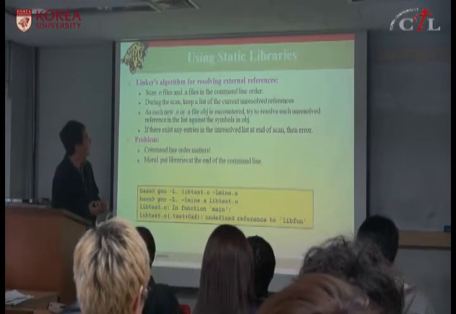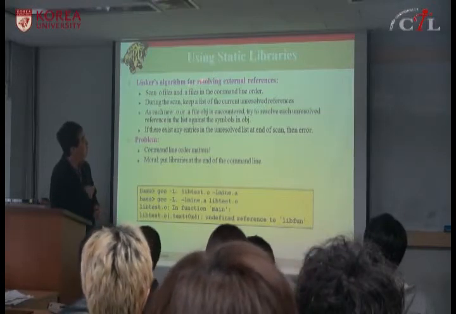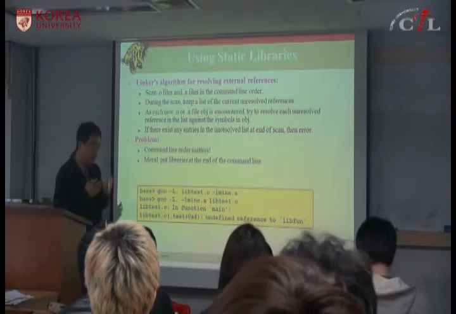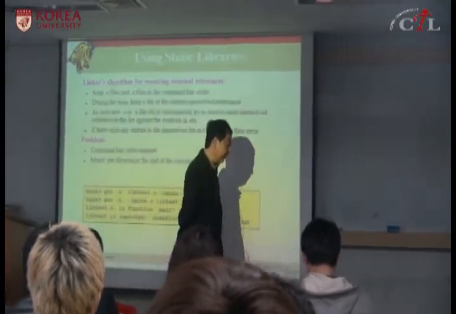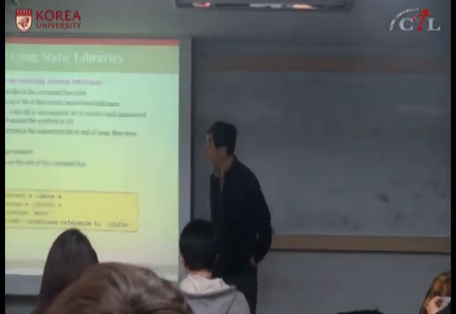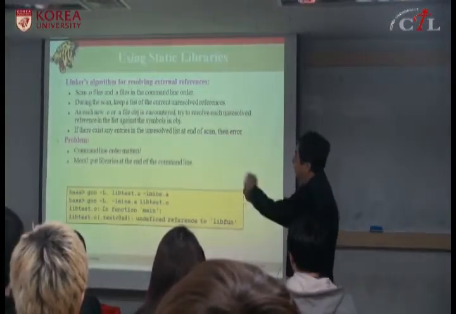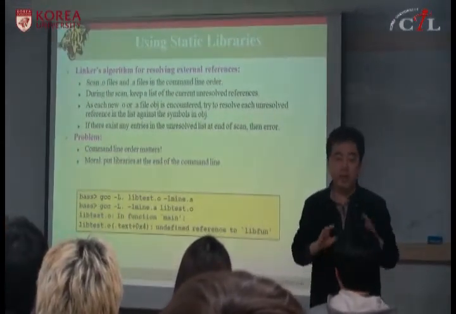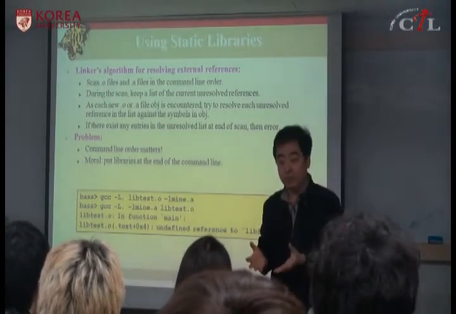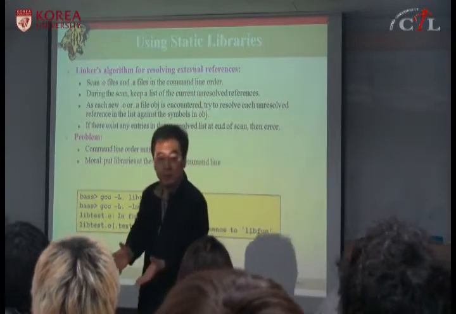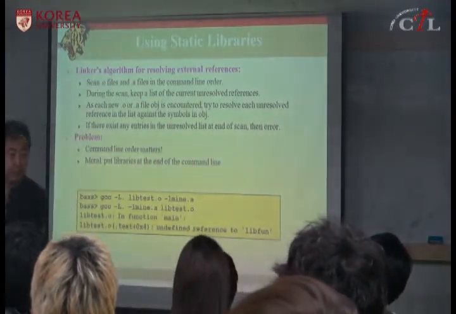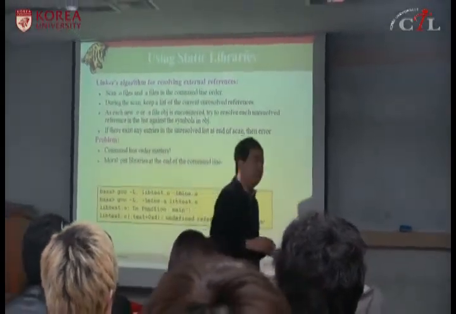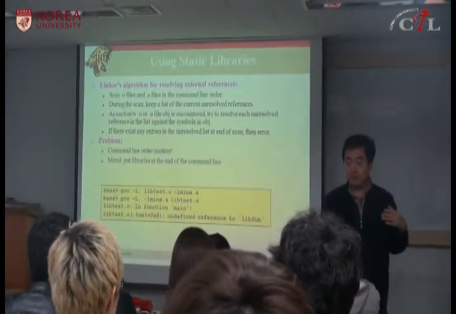Let's look at the linker's algorithm for resolving external references. There is some issue. So you have m.o and a.o, and you have a user-level library. You also have a system library like the C standard library. Okay, and you use GCC and link them together.